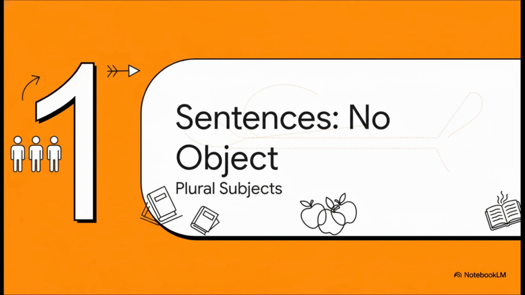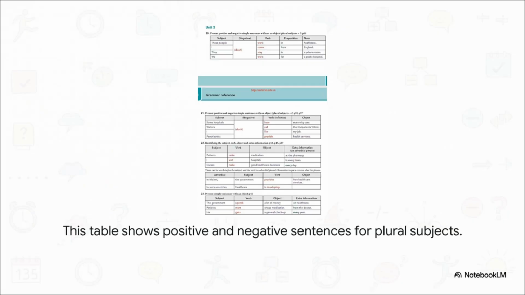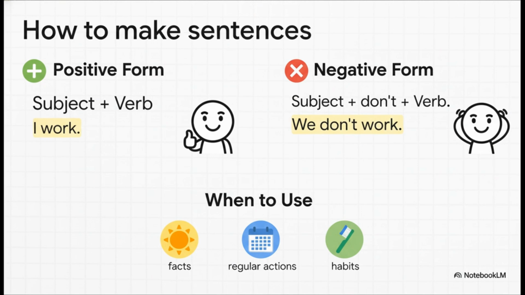First up, we're starting with the simplest sentence structure you saw in your book. These are sentences that don't have a direct object. So, they're pretty straightforward. Let's see what that looks like. Okay, so take a look at this table from your book. The structure is super simple. All we need is a subject, like I or they, and then we follow it with a verb, like work or stay. Now, if you want to make that sentence negative, you just slide the word don't in right before that verb. So, let's break that down real quick.